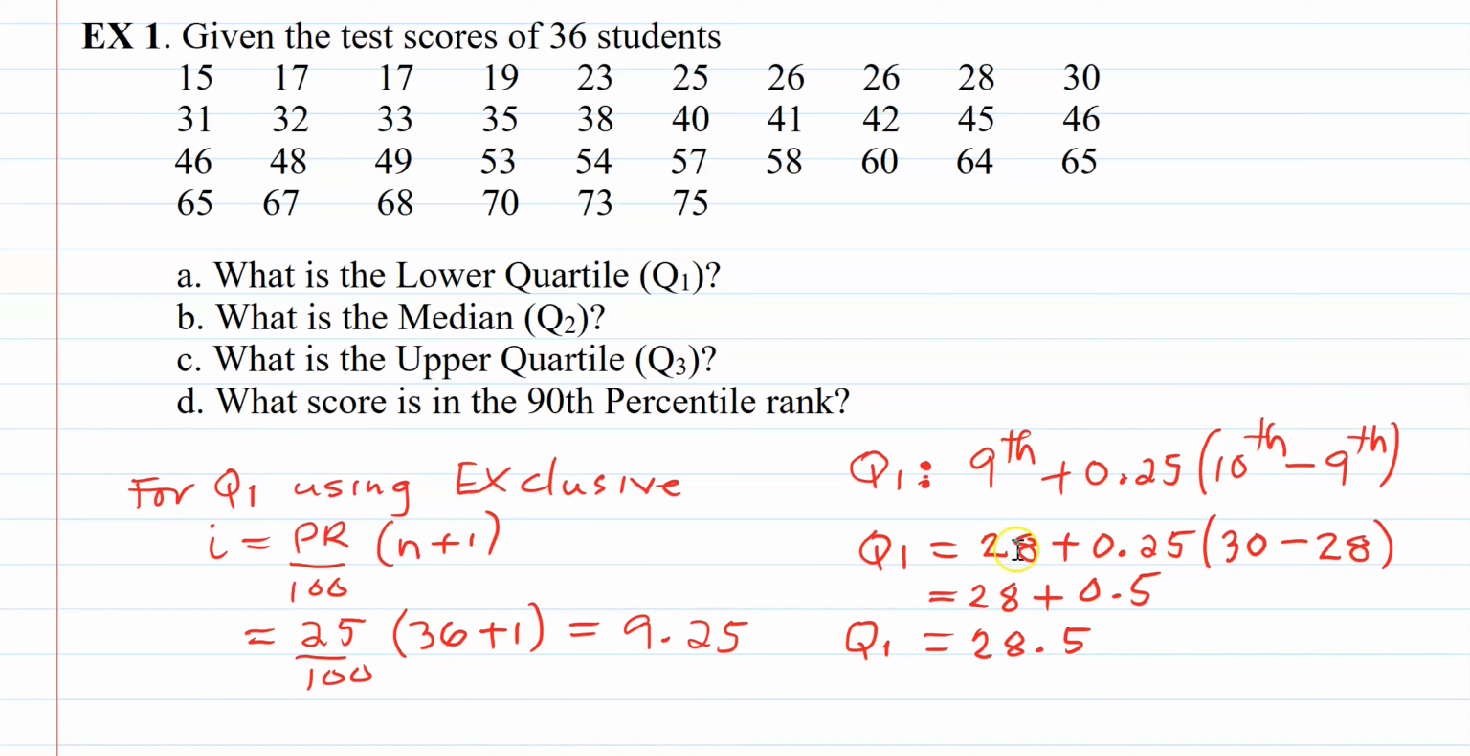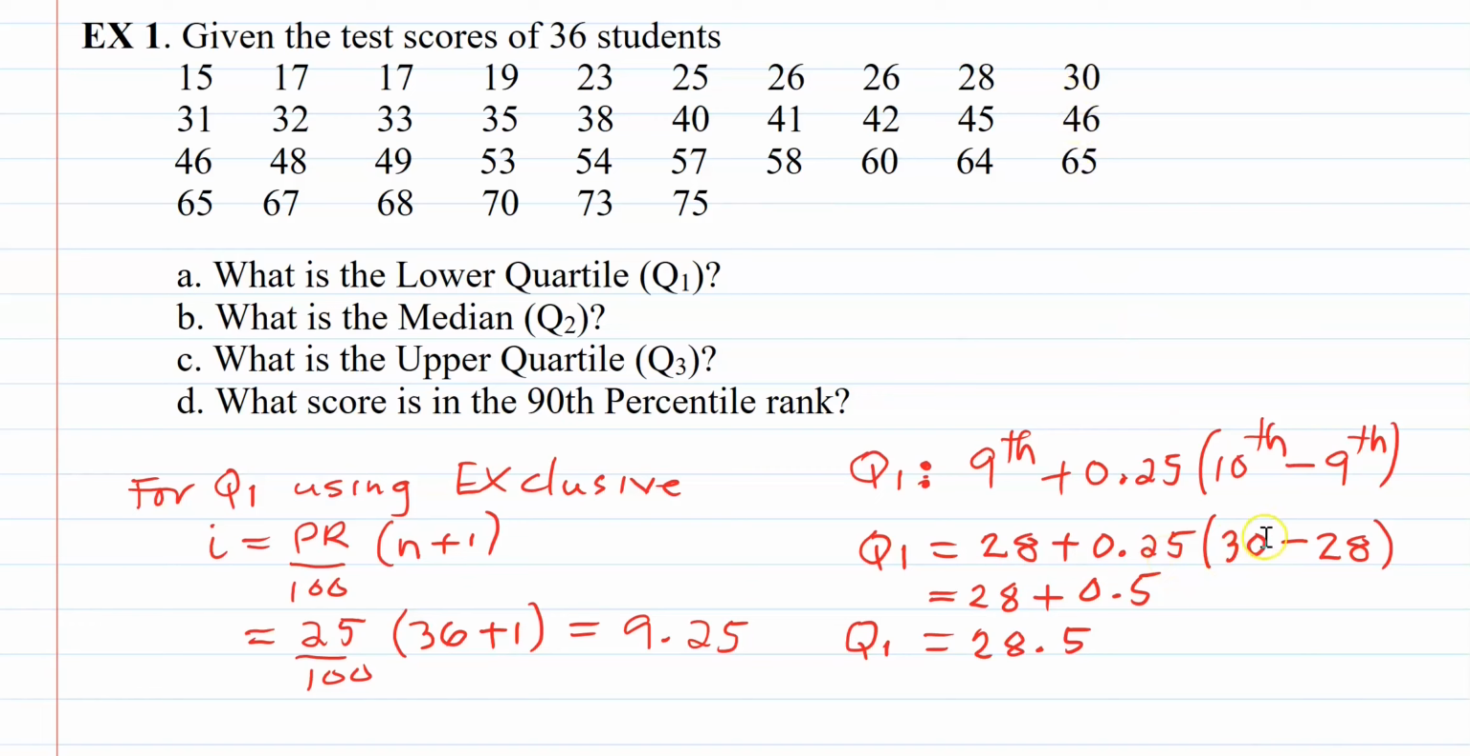And the score on the 9th position, if we count from the lowest score, so 15 will be 1, 17 is 2, and then 3, 4, 5, 6, 7, 8, 9. So the score on the 9th position is 28. So we have 28 plus 0.25 times, and then the score on the 10th position is 30.